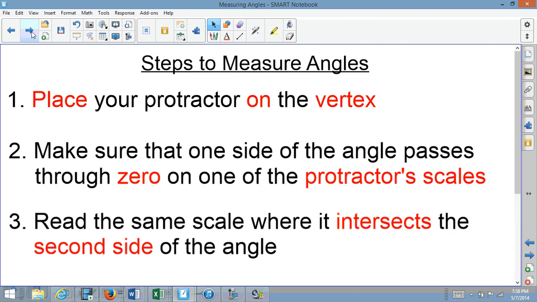So the steps for measuring angles. Place your protractor on the vertex. Make sure that one side of the angle passes through 0 on one of the protractor scales. Read the same scale where it intersects the second side of the angle. So here's a demonstration.